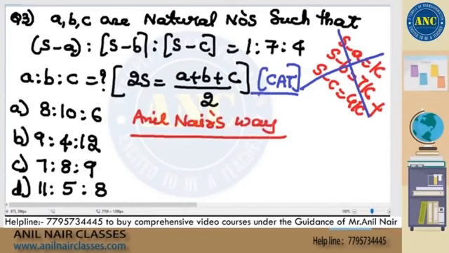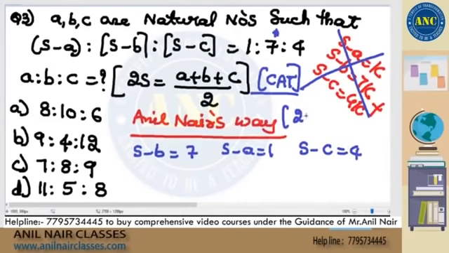Now, how I looked at this question: first I will read the question. A, B, C are natural numbers such that S minus A, S minus B, S minus C ratio is 1 is to 7 is to 4. Find A is to B is to C. First observation: this is maximum. S minus B is 7, S minus A is 1, S minus C is 4. If you just listen, probably in 20-30 seconds you can solve it without adding.